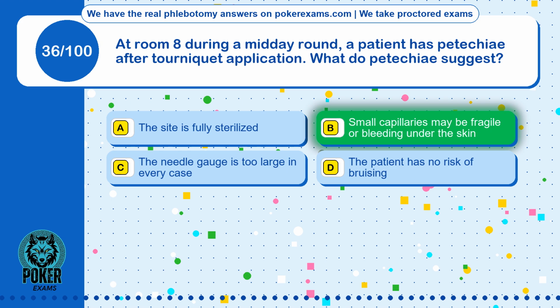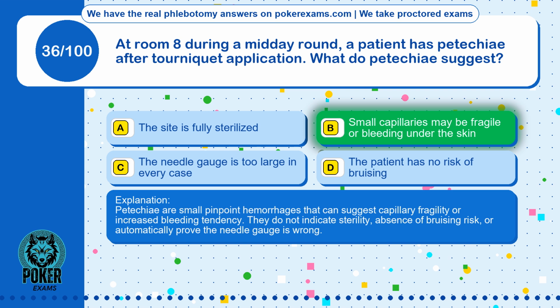The correct answer is option B. Small capillaries may be fragile or bleeding under the skin. Petechiae are small pinpoint hemorrhages that can suggest capillary fragility or increased bleeding tendency. They do not indicate sterility, absence of bruising risk, or automatically prove the needle gauge is wrong.